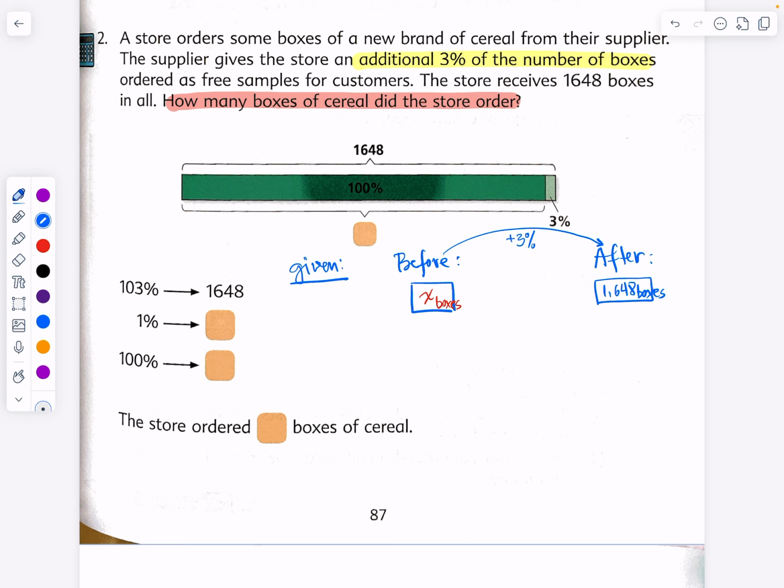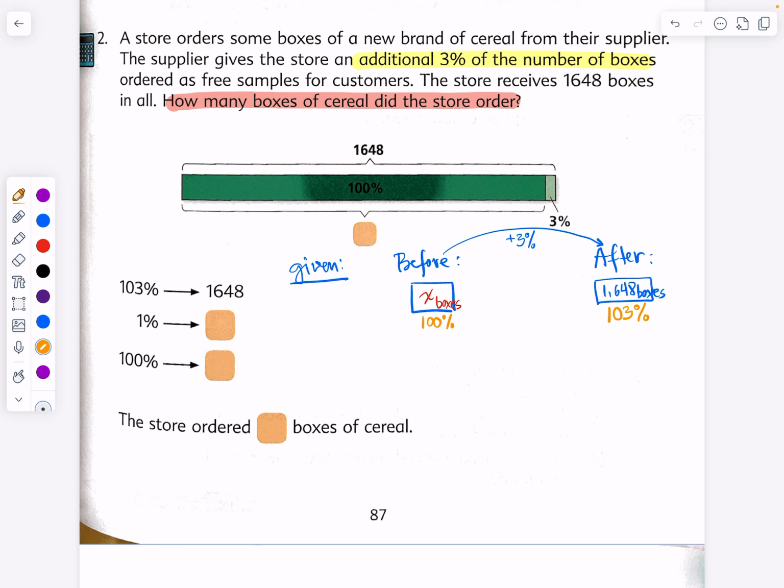We do not know how many boxes the store ordered in their original order, but we know that they received 1,648 boxes, which included 3% as freebies. Therefore, what's important is to realize that the store received 103% of their original order. And of course, the benchmark, their original order, was 100%.